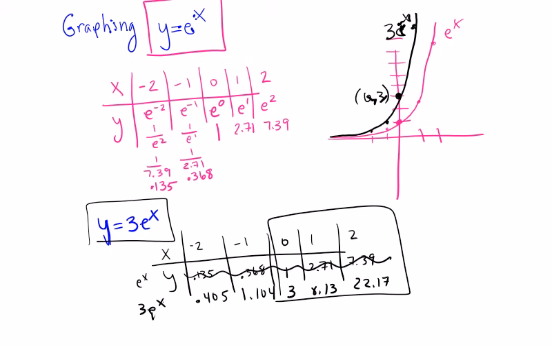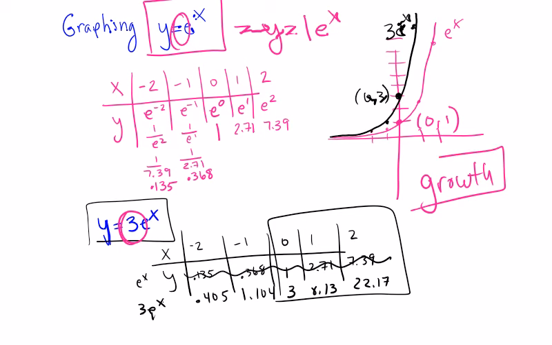But e to the x went through the point 0, 1. So what happens is we need to remember that our graph goes through whatever that first value is. Now, in the top equation, it's really y equals 1 e to the x. Now, anytime the graph is going up, that means it is a growth equation.